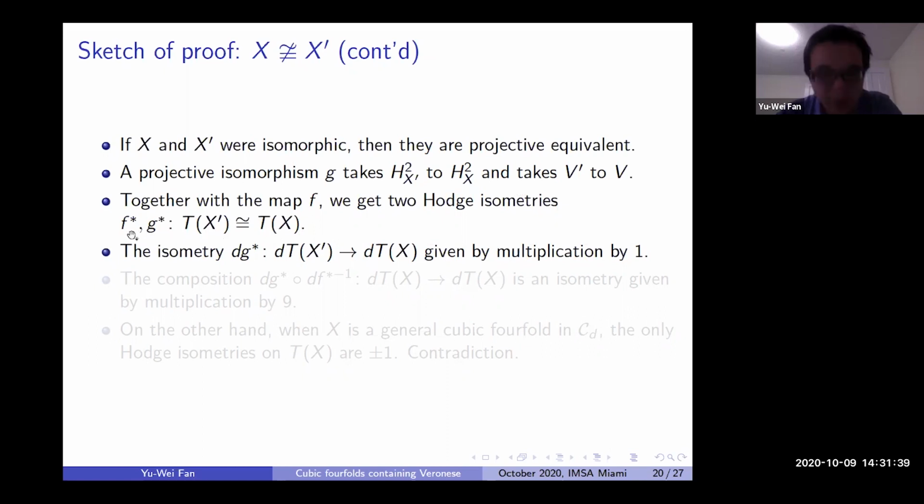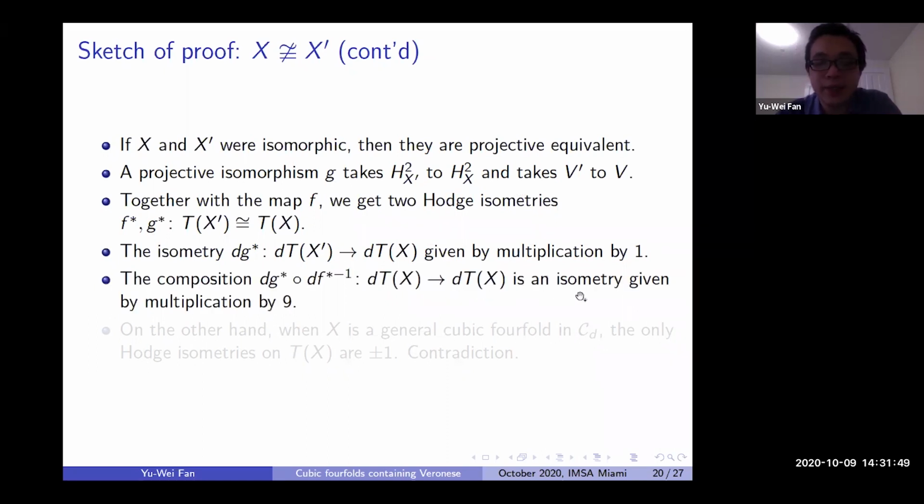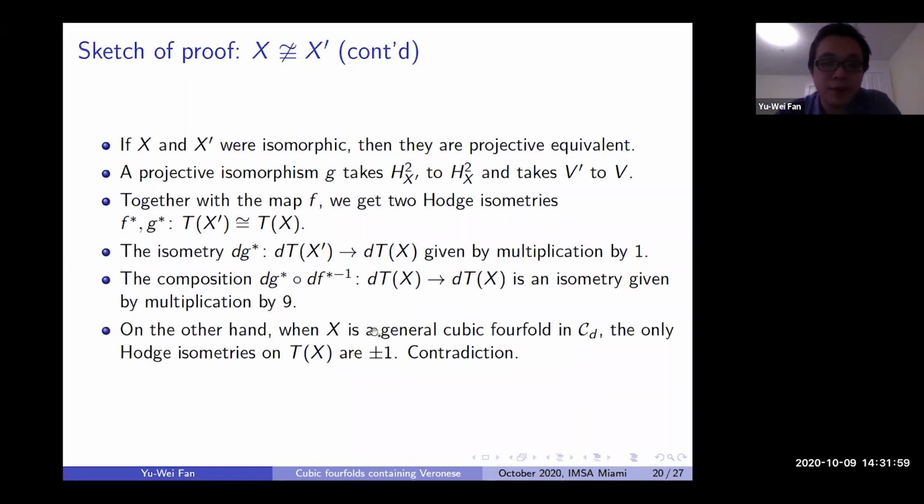And so now we have two Hodge isometries of the transcendental lattice, one arising from the Cremona transformation, and the other arising from this assumed projective isomorphism. If we compose these two together, then we get an isometry on the transcendental lattice whose action on the discriminant group is given by multiplication by 9. And that will contradict the fact that when X is a general cubic fourfold in this special divisor, the Hodge isometries can only be plus or minus identity. Okay.